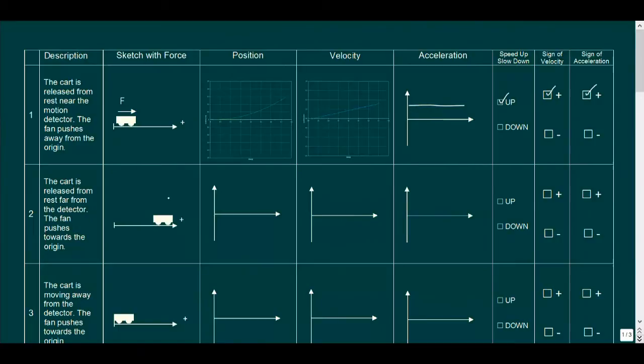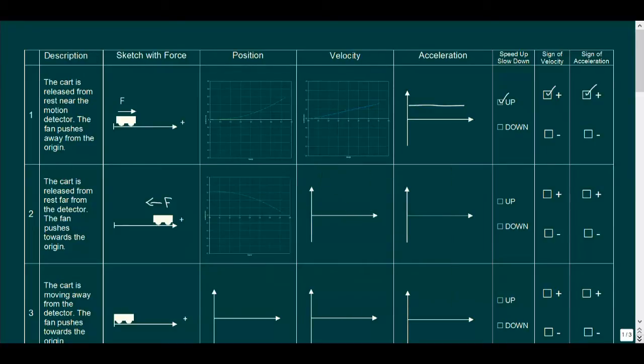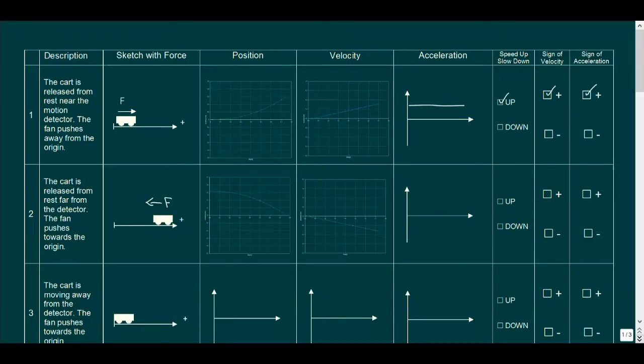Well, the force in this scenario is in our negative direction, as is the motion. Like scenario 1, the initial velocity is 0, but in this case, the slope of the position time curve increases in the negative direction, as does the value of the velocity time curve. And since the slope of this graph is uniformly negative, so is the acceleration. So it speeds up in the negative direction due to negative acceleration.